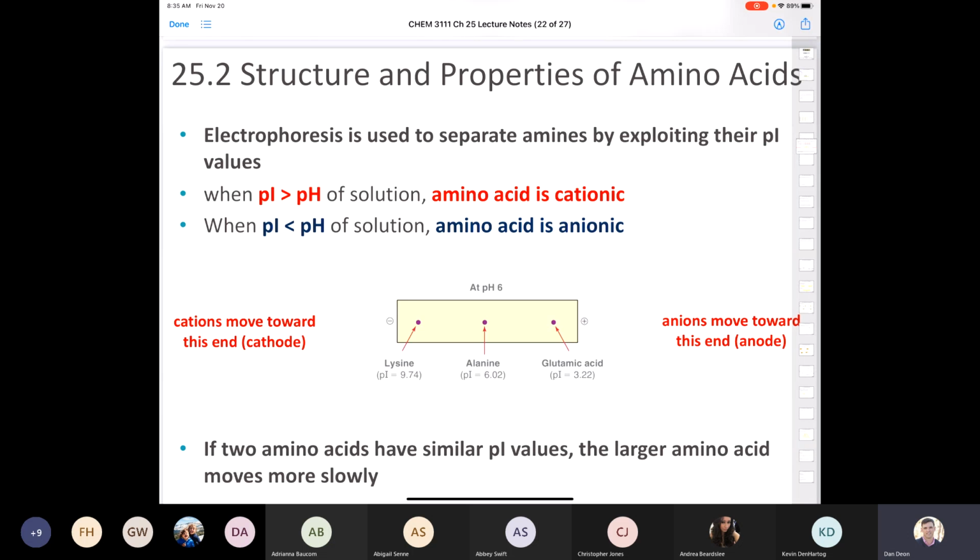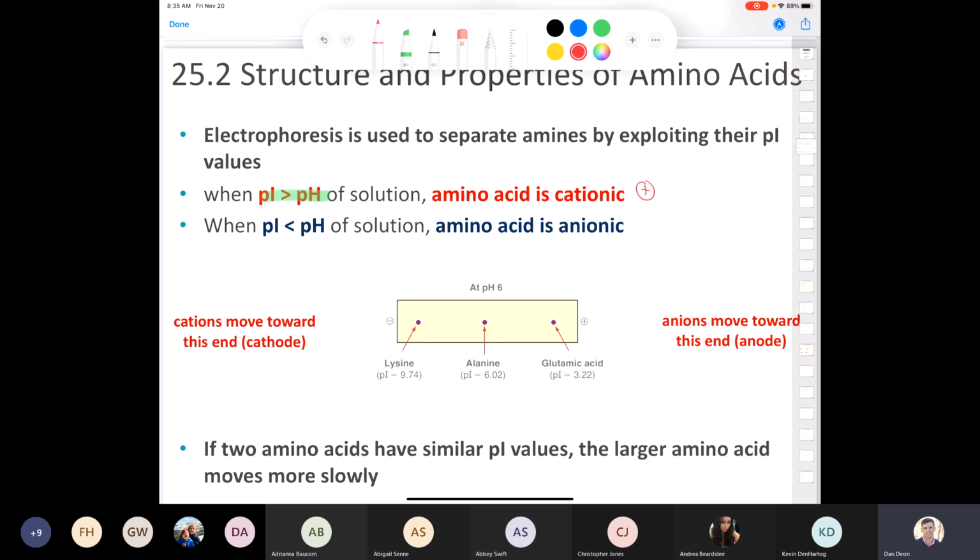Okay, so if we look at the isoelectric point of an amino acid, if the pH of the solution in which your amino acid is in is lower than the isoelectric point, I like to think about it in terms of pH. If the pH is lower than the isoelectric point, that means it's in an acidic solution, right? It's more acidic. That means that the amino acid is going to be protonated. It's going to be cationic. It's going to have a positive charge.